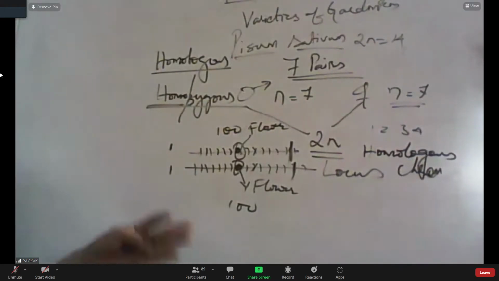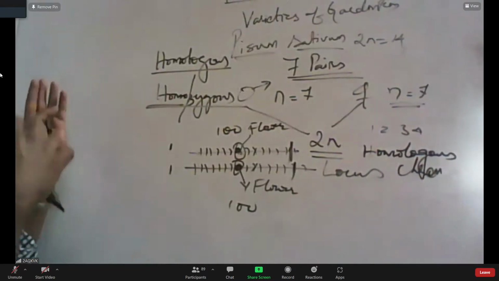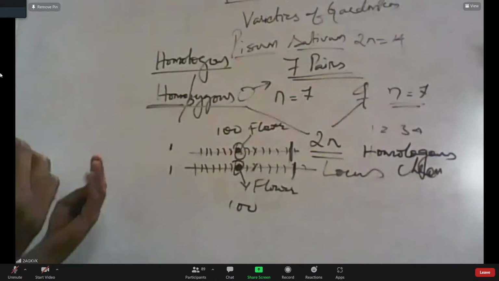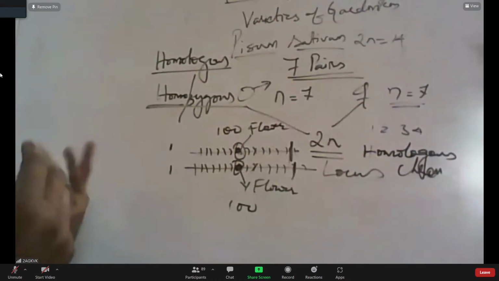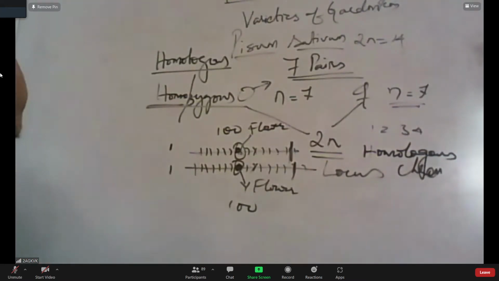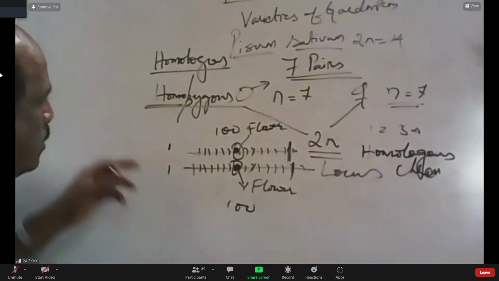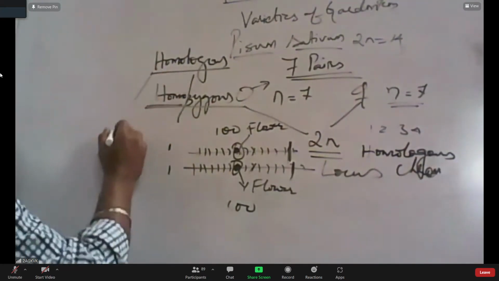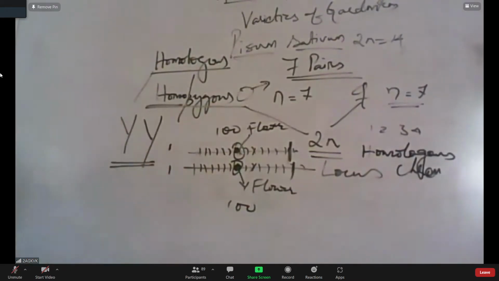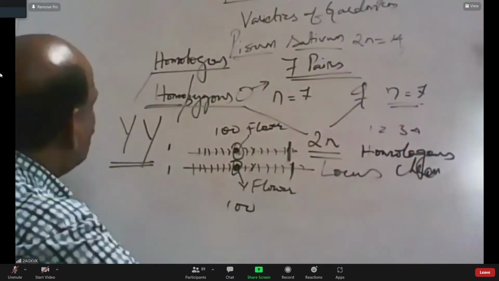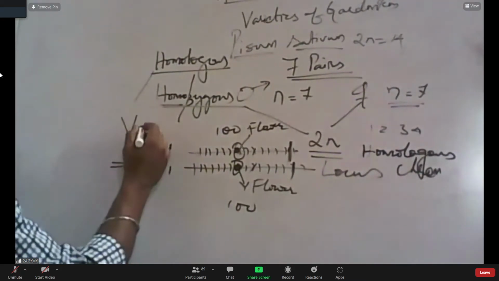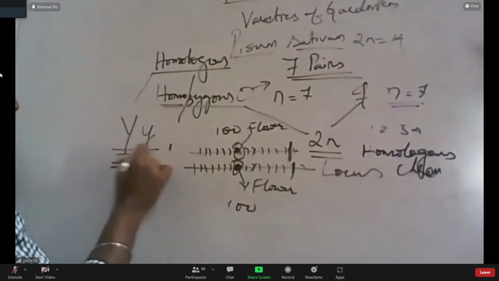Now, if the female plant and the male plant, let us say, both of them are producing yellow flowers, so they carry an allele for yellow color. Both of them are yellow, so this is homozygous. Instead of yellow, if this is green or say white, then this is heterozygous.